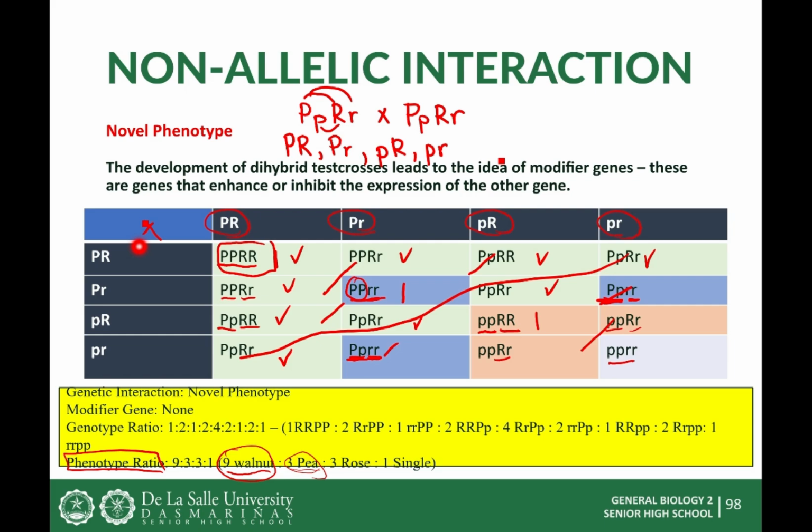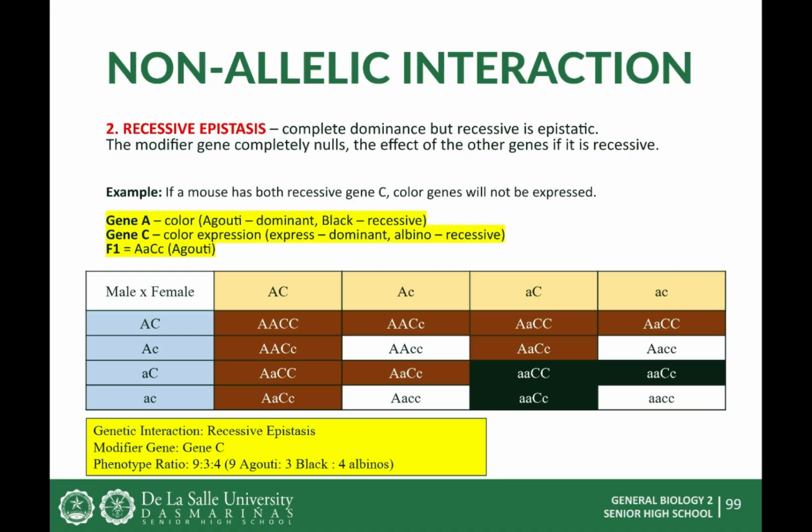Now, let's move to the rose. So, if the P is now recessive and the dominant is R, therefore the rose phenotype will come out. And we have homozygous dominant R, hetero R, and hetero R, which will give you 3 rose. And lastly, we have both of the P and the R recessive, giving a phenotype of single. So this is how novel phenotype is, giving you a ratio of 9:3:3:1.